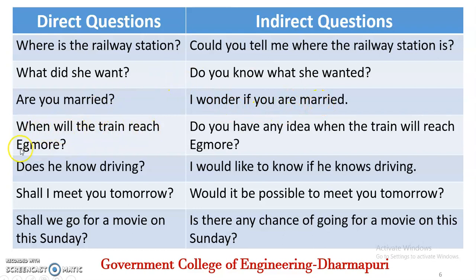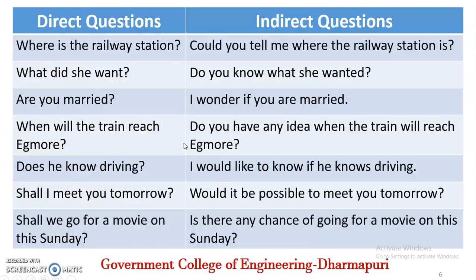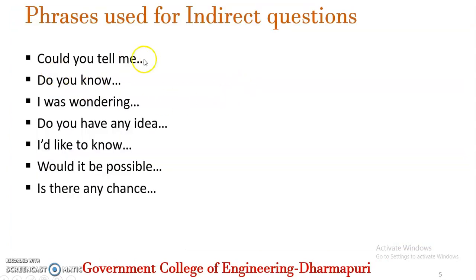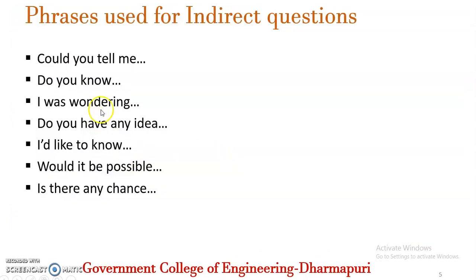When will the train reach Egmore? Do you have any idea when the train will reach Egmore? Does he know driving? I would like to know if he knows driving. Here we can find the primary difference in using these phrases. So what are the phrases that we learned here? We use those phrases in indirect questions. Could you tell me? Do you know? Like that. So these phrases could be used for indirect questions.